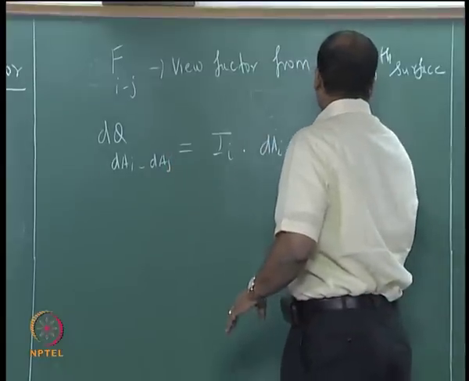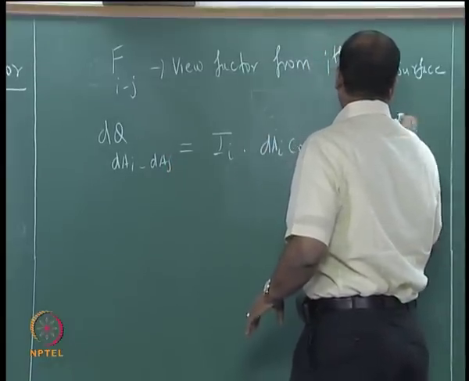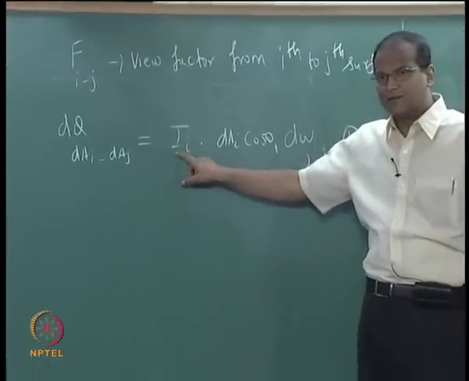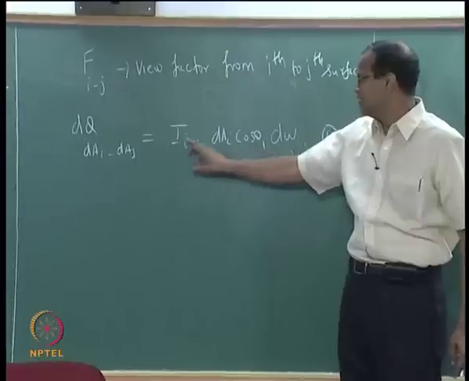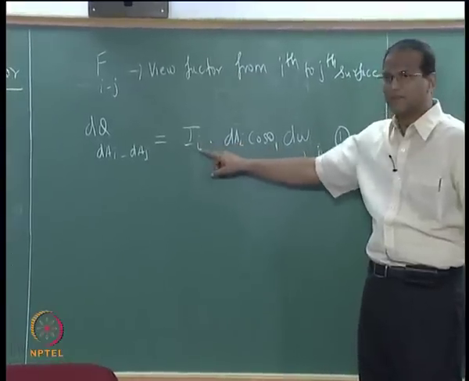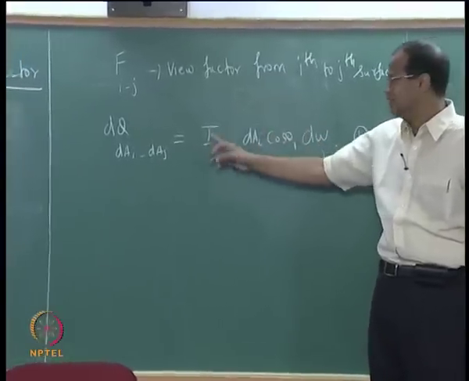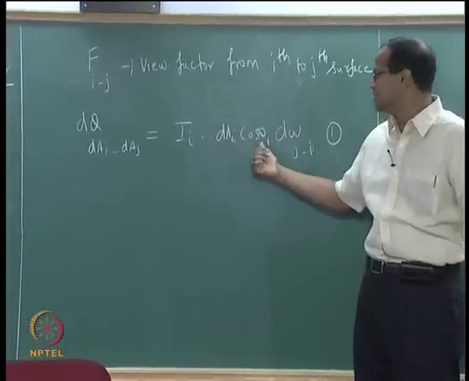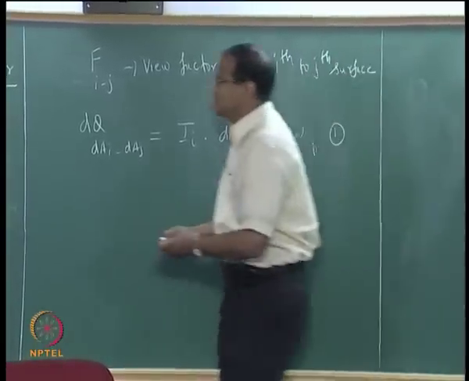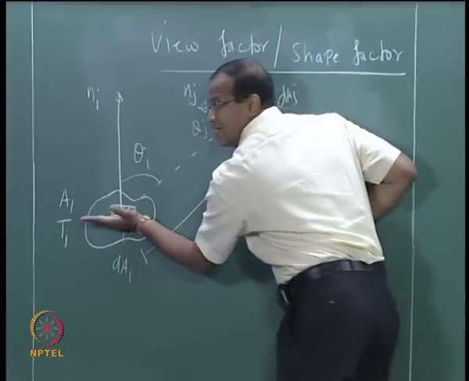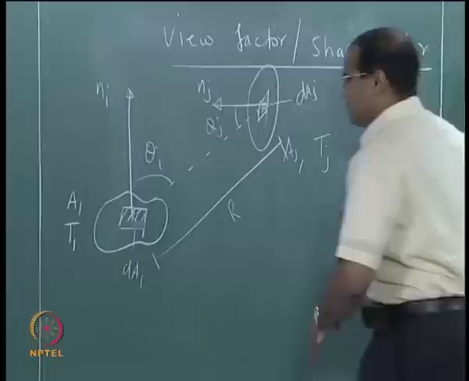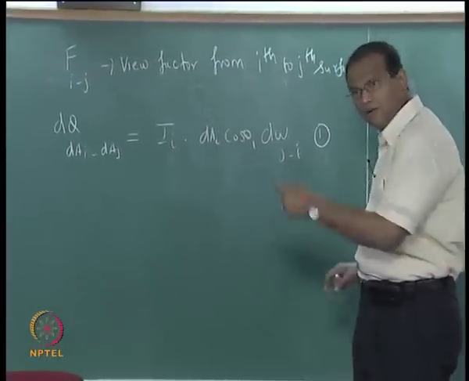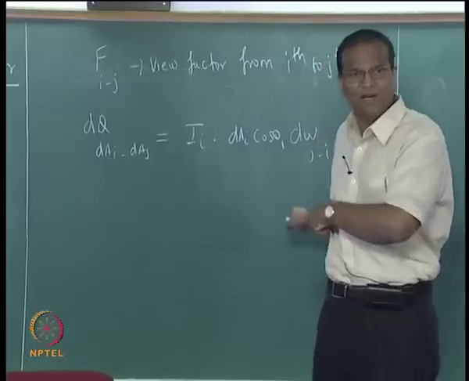For people who have not followed, I will come again. Intensity in watts per meter square per steradian, multiplied by dAi to take care of the projected area, cos theta is coming because this has to go in this direction. Then d omega ji. Now we can write the expression for d omega, that is the elemental solid angle.